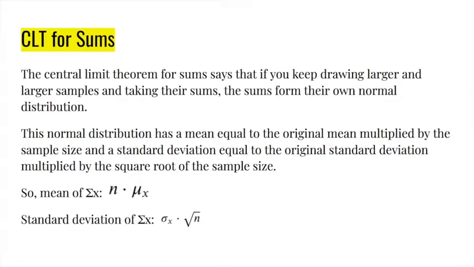So in symbols down here we see the mean of sigma x. Remember, sigma just refers to a sum. Anytime you see a capital sigma, that's a sum. So the mean of the sums of x is just the sample size times mu. The standard deviation is the square root of the sample size times sigma.